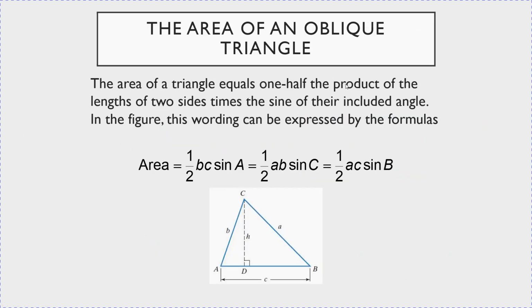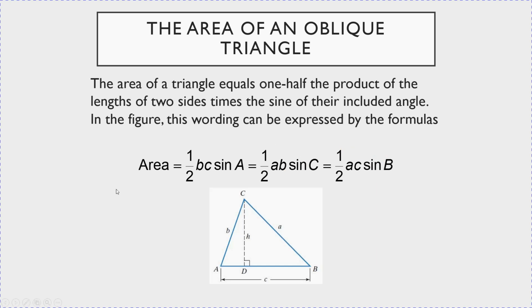Let's now talk about an application of this, a formula for finding the area of an oblique triangle. The area of a triangle equals 1/2 the product of the lengths of two sides times the sine of their included angle. In the figure, this can be expressed as the following formulas. The area of an oblique triangle is equal to 1/2 bc times sine of A, or 1/2 ab times sine of C, or 1/2 ac times sine of B. Any of these formulas would work.